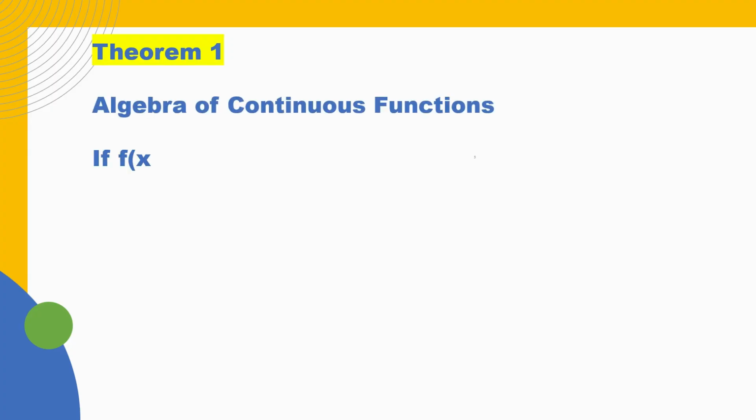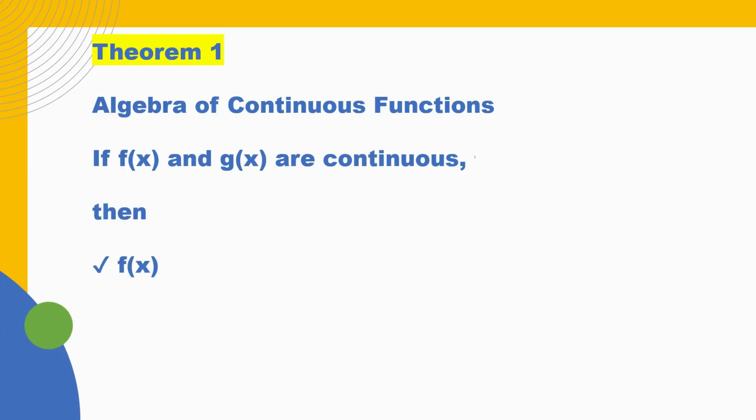Let's understand the first theorem. Suppose I have two functions, f of x and g of x. Both of them are continuous. What does continuous really mean? It means you can draw their graphs without lifting your pen. There are no breaks, no jumps, and no holes. Now think about adding these two functions together.